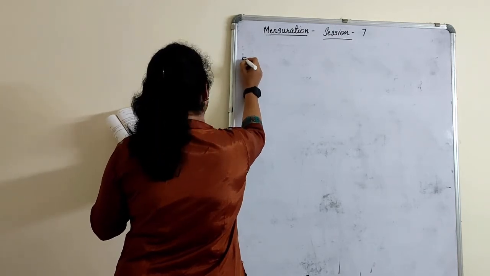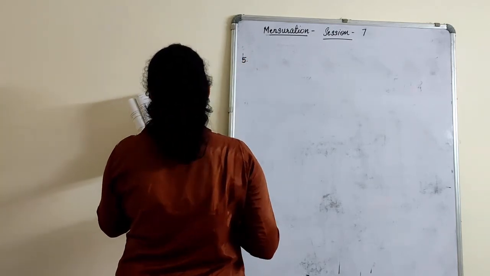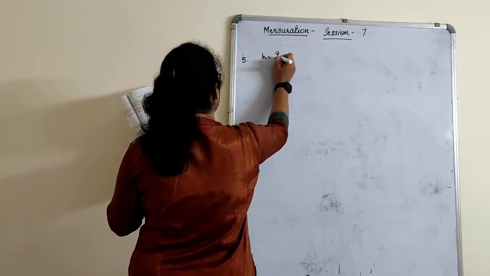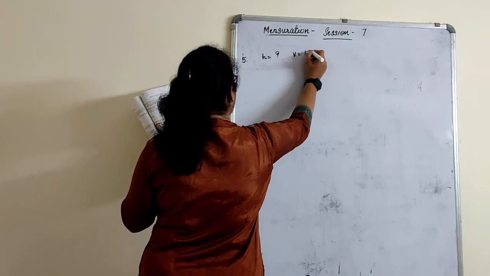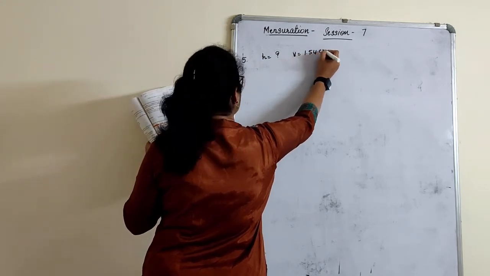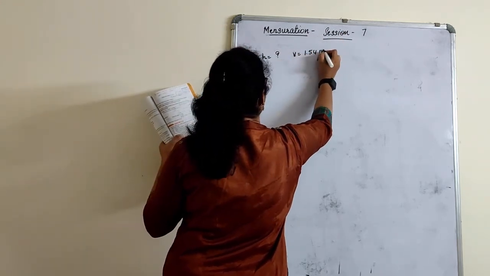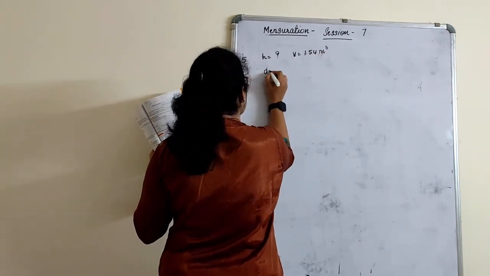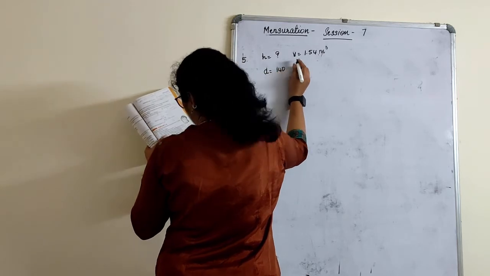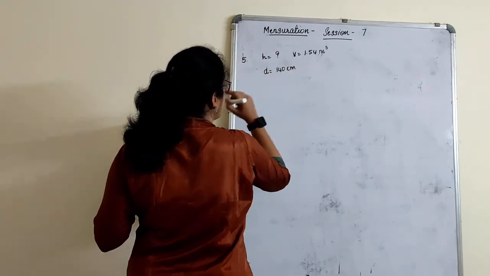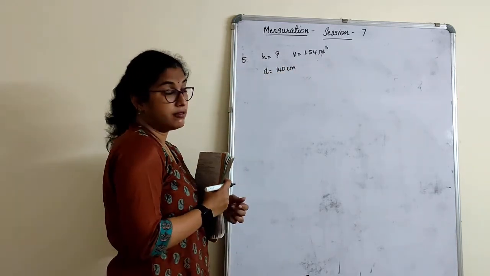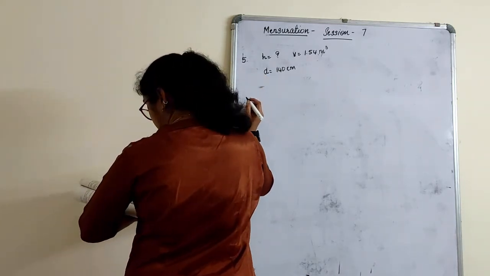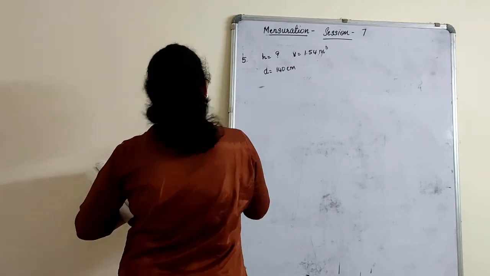Fifth one. Find the height of the cylinder whose volume is 1.54 meter cube and diameter of the base is 140 centimeter. Question is in meter cube. Let me keep also that in the meter cube here. So find the fifth one, right? Cylinder.